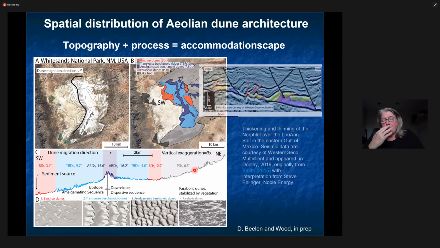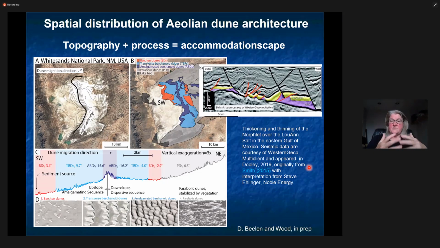We think that we could use some of these ideas to begin to look at systems like the Norphlet, that were clearly deposited over the Louann Salt. And, you know, if we can begin to see areas where there were highs or small pillows and things in the Louann Salt that may have influenced the architecture of the Norphlet dune systems or the Norphlet aeolian system as it was evolving in the Gulf.